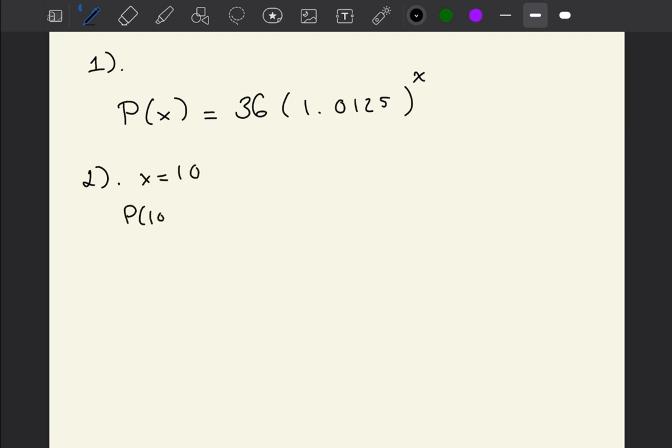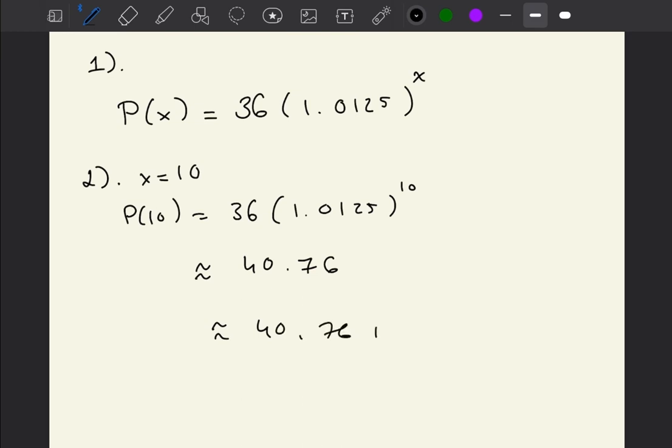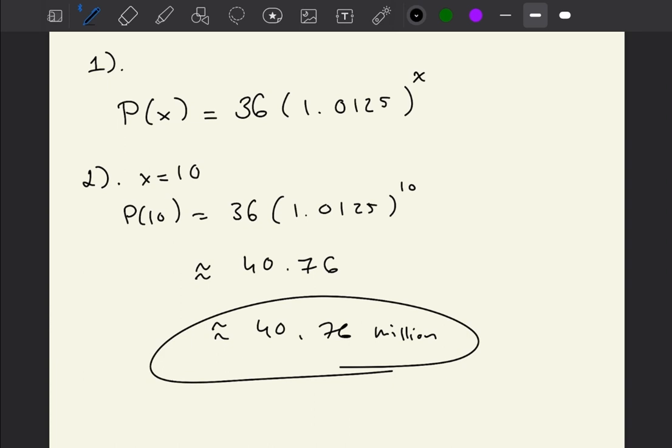So the population at 10 is equal to 36 times 1.0125 to the power of 10. And if you do this on the calculator, your answer will be approximately 40.76. So what this means is the population will be equal to 40.76 million. Don't forget about the units we're using here, right?